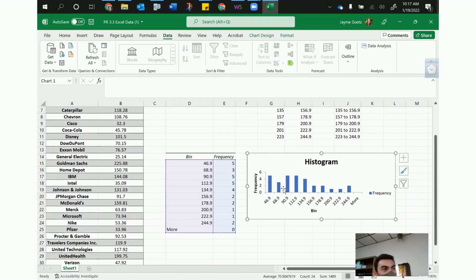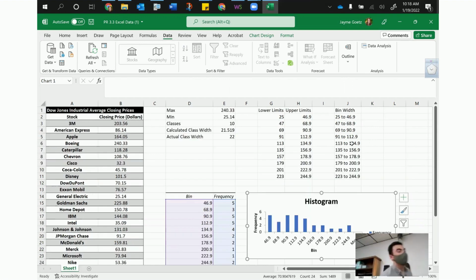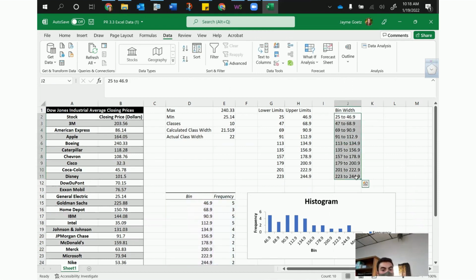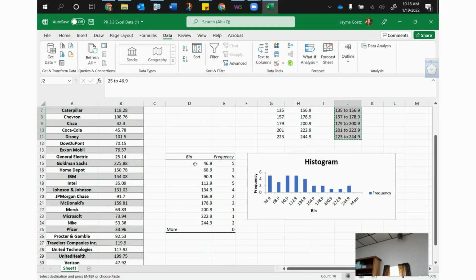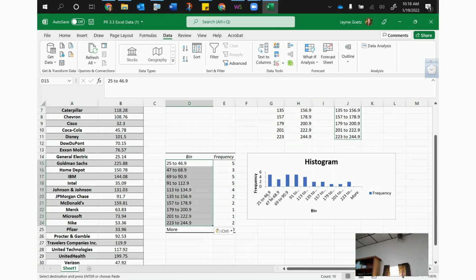Next thing we need to do, look at your graph. Like, look at this down here. That's disgusting, right? That's not a good label. 46.9, like, what is that? This column over here, where we typed it out, I want you to click just the numbers. And I want you to copy that. So Control C. And you're going to come over here into this table that it popped out, and click on that first one where it says 46.9, and you're going to paste it, Control V. And it changes it for you, which is what we want.